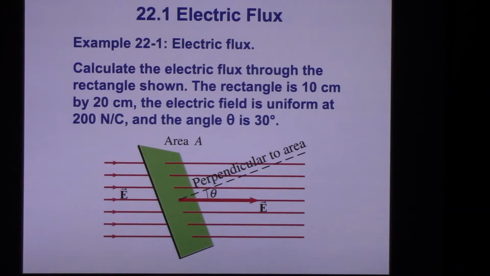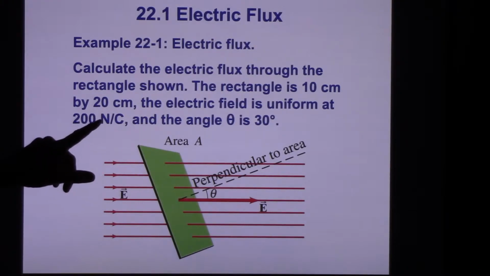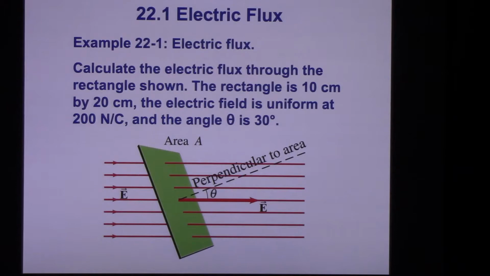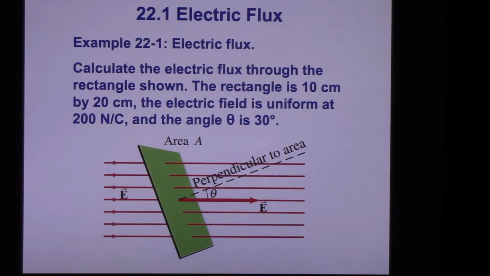It says calculate the electric flux through the rectangle. Now, they tell us the rectangle has an area of 10 centimeters by 20 centimeters. That sounds like 0.1 meters times 0.2 meters, 0.02 square meters. It says the electric field has a value of 200 newtons per coulomb, and that the electric field is uniform. And you know, we're just starting out here. So having the electric field be uniform in magnitude and at a fixed orientation is going to simplify our problems.